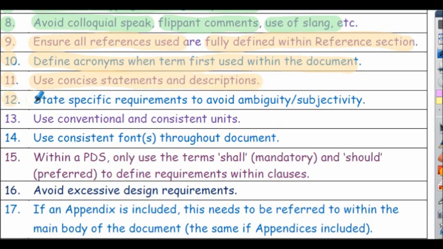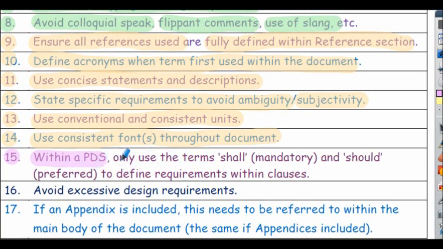Item 12 here, state specific requirements to avoid ambiguity and any subjectivity that might occur. 13, use conventional and consistent units throughout the document. 14, use consistent fonts throughout the document. Item 15, within a product design specification, only use the terms shall, which is mandatory, and should, meaning preferred, to define design requirements within the clauses stated.